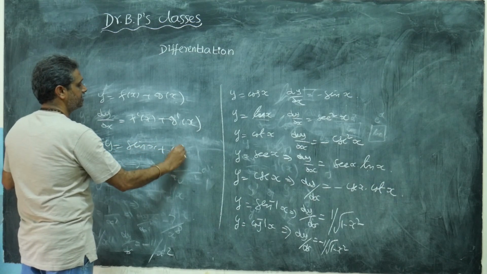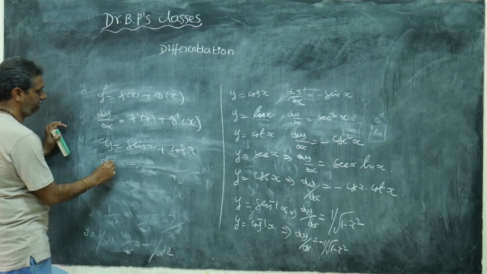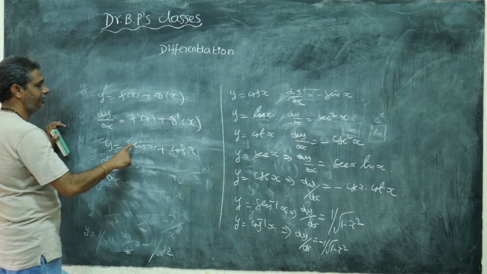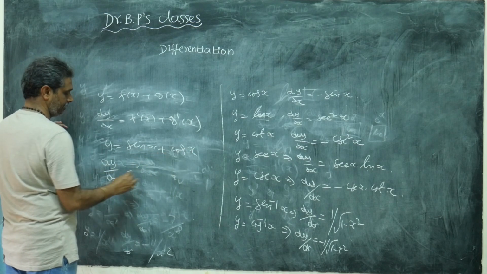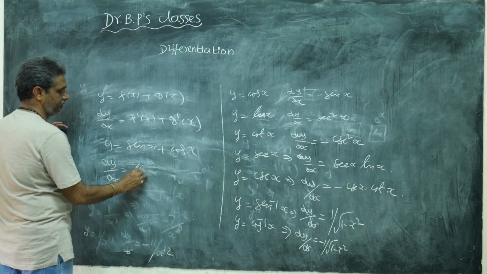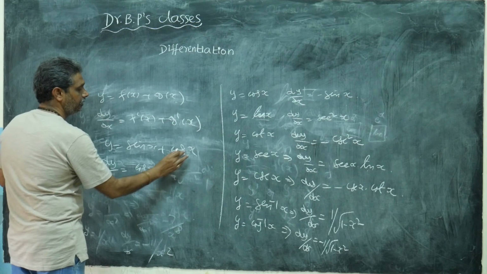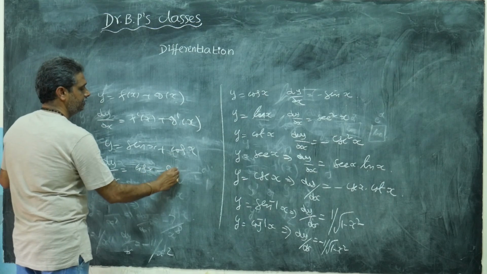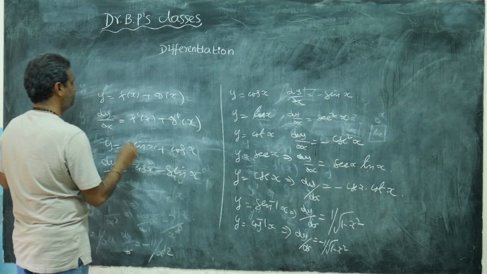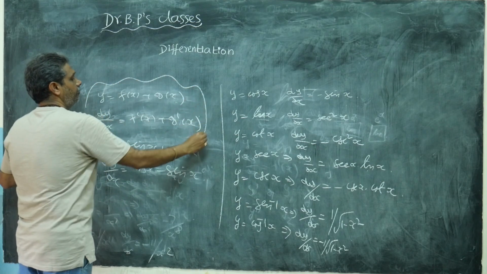Suppose y is equal to sin x plus cos x. What will we do? dy by dx is equal to d by dx of sin x plus d by dx of cos x. This is equal to what? Sin x differentiation is cos x, plus cos x differentiation, which I told you, is minus sin x. So this is one formula, an important formula.